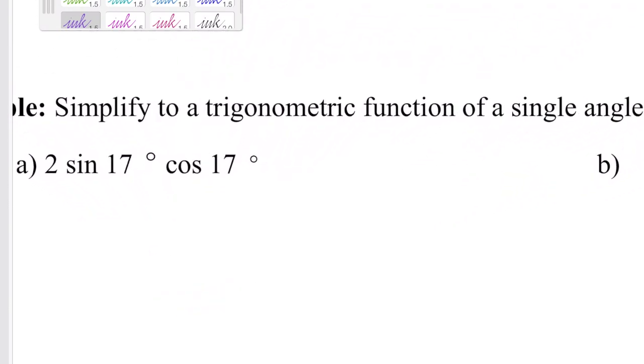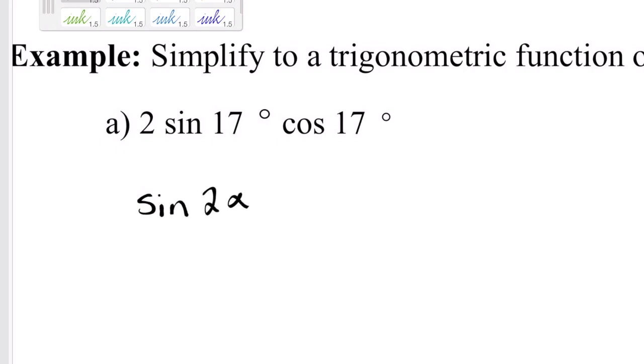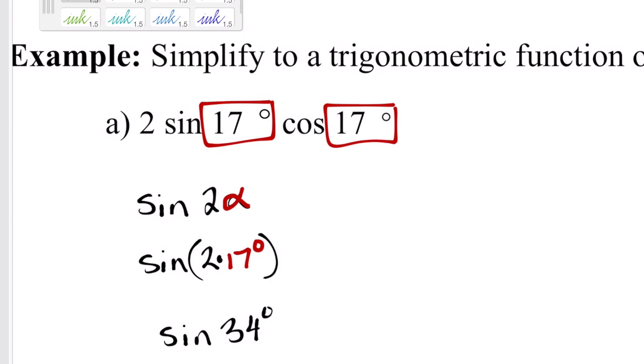This first one I can see is a double angle. I have 2 times sine of an angle times cosine of an angle, which means this is my sine double angle formula. So 2 times some angle. In this case, I know that some angle is going to be 17. So my alpha here, instead of that, I'm going to be plugging in 17. I'll be multiplying that with the 2. And so we're really looking at sine of 34 degrees. Again, they said we don't have to evaluate, so this is as far as I'm going to go. And that's all we gotta do. So figure out which formula it is and squish it down.